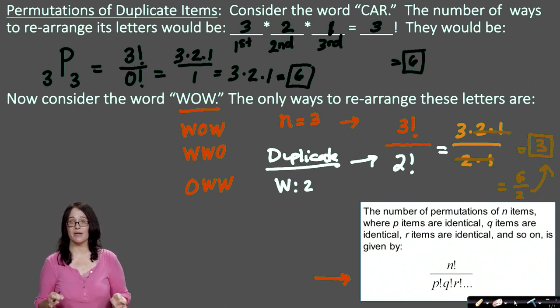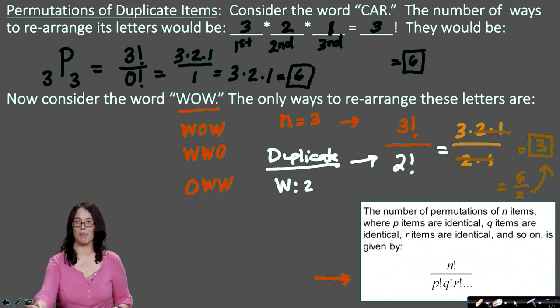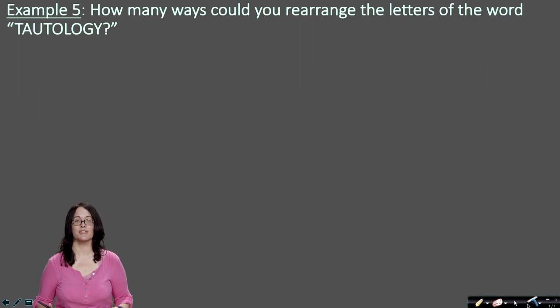And why were there only 3? Because we had the duplication of the 2 W's, that's why. Well, let's try it with a more complicated word before we end this video. Do you remember back in our logic chapter, we had a big old word called tautology, yeah? It's not trilogy. I see some people write that on their test during Star Wars movie season. It's not trilogy. What is tautology again? Yeah, that's right. It was a statement which was always true.